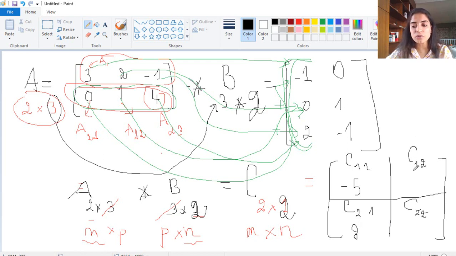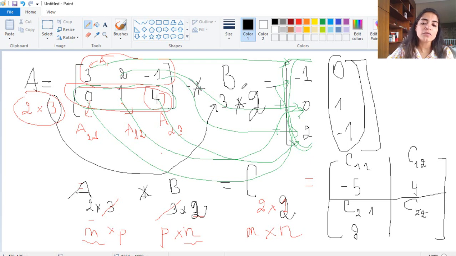Now this one is the first row, the second column. Now here comes the second column. Right, so it is 3 times 0, which is 0, plus 2 times 1, which is 2, minus 1 times minus 1, which is 2 also, so it is 4. Now C22 is the second row, the second column, so it is 0 times 0, which is 0, plus 1 times 1, which is 1, plus 4 times minus 1, which is minus 4, so it is minus 3. So this is the matrix, minus 5, 4, 8, minus 3. It is the product of A times B.